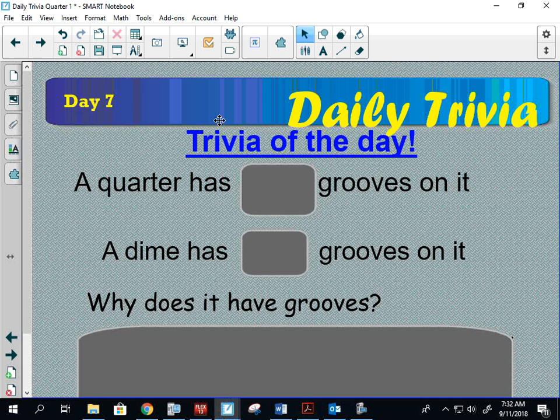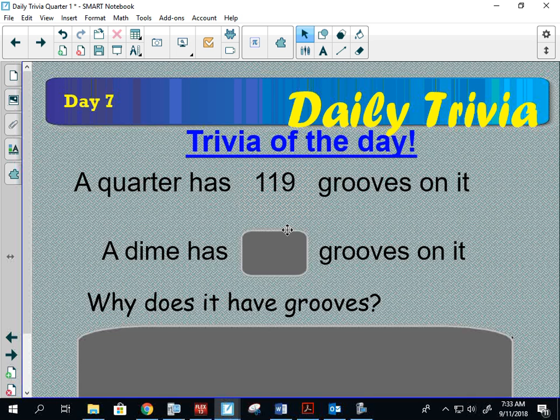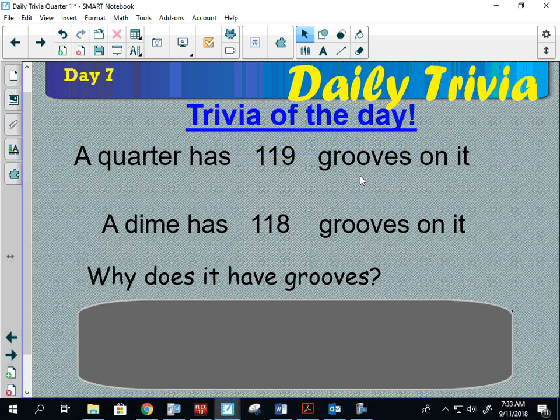To start, we're going to do the daily trivia question. The daily trivia question is, how many grooves does a quarter and a dime have on each of them? Well, take a guess. It turns out a quarter has 119 grooves and a dime has 118. A more interesting question, though, is why do they even have grooves?